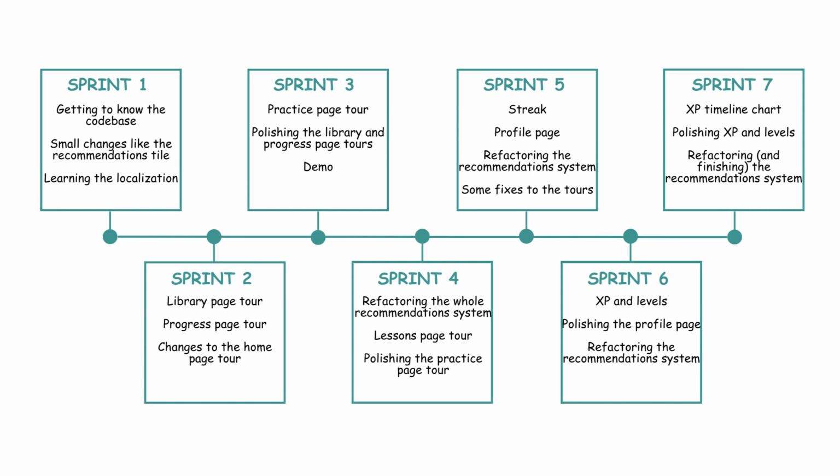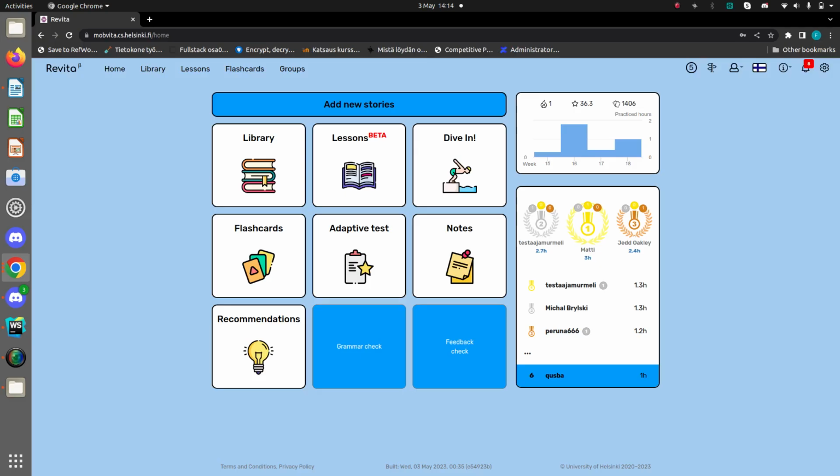Sprint 5, we introduced a streaking system and a profile page, continued with the refactoring of the recommendation system, and made some fixes to the tours we made earlier. Sprint 6 introduced XP and levels. We polished the profile page and still continued refactoring the recommendation system. In the Sprint 7, we made an XP timeline chart, we polished XP and levels, and finally finished refactoring the recommendation system. Here we can find ourselves in the application.